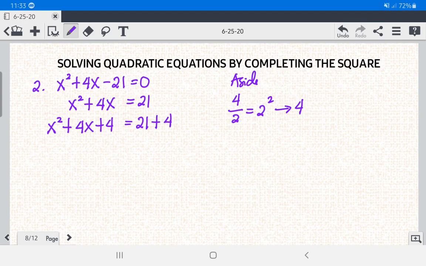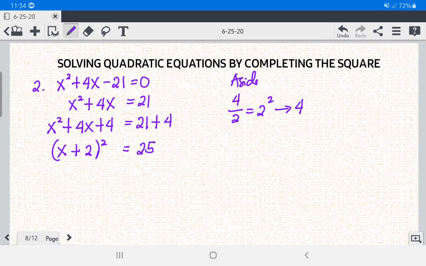The next step is we have to factor the left side of the equation. So since this is already a perfect square trinomial, we have to write that as a square of a binomial. So we have square root of x squared, x, square root of 4, we have 2, then square it. Then equals 21 plus 4, we have 25.